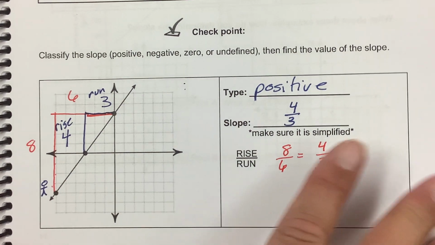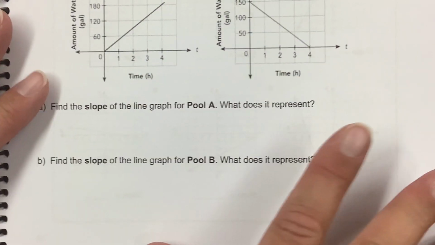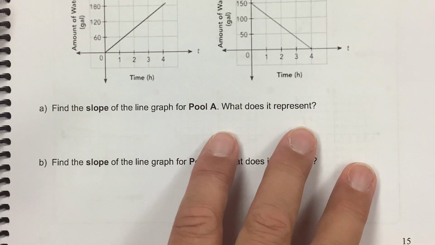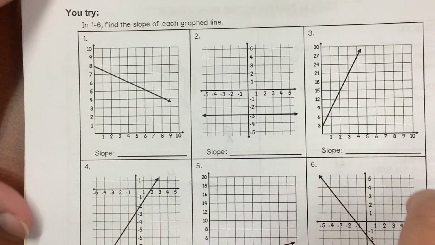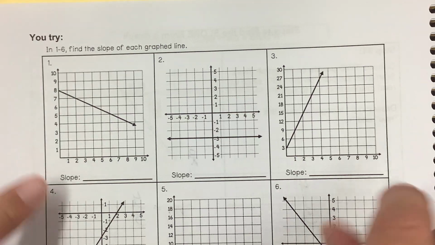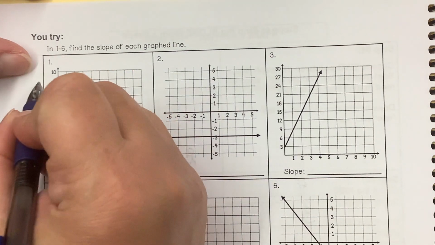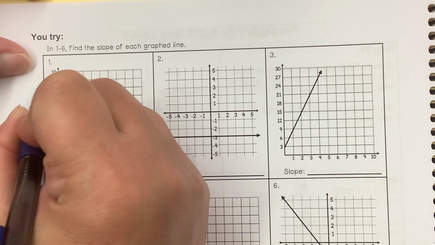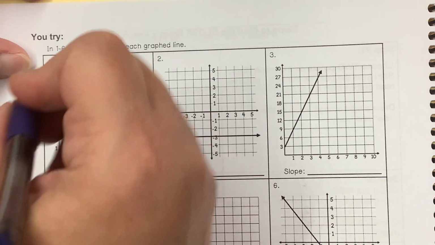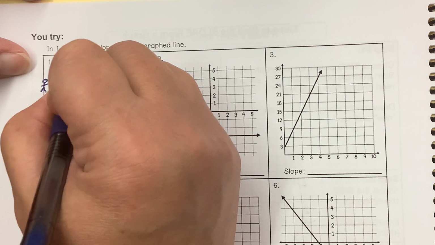All right, let's take a look at the next page. This looks like a really long lesson, but it's not. It's mostly just a lot of pictures. Okay, so let's look at these slopes. Before I do anything, I'm just going to make decisions. I'm going to draw my little Lefty. And in this one, he's going down, so this is a negative slope.